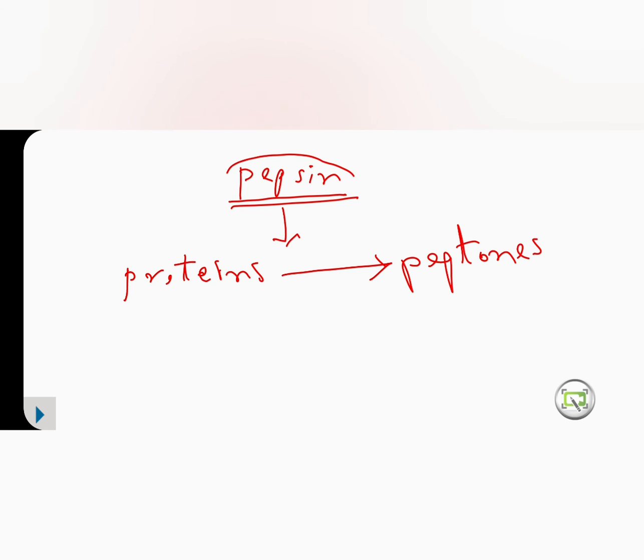What is pepsin? Pepsin is an enzyme. What is an enzyme? An enzyme is a protein which acts as a catalyst in the life process. Here, this pepsin catalyzes the process of conversion of proteins into peptones. So it is the catalyst in the conversion of proteins into peptones. Okay, thus proteins are converted into peptones. Peptones are not the end products of proteins, these are intermediate products.